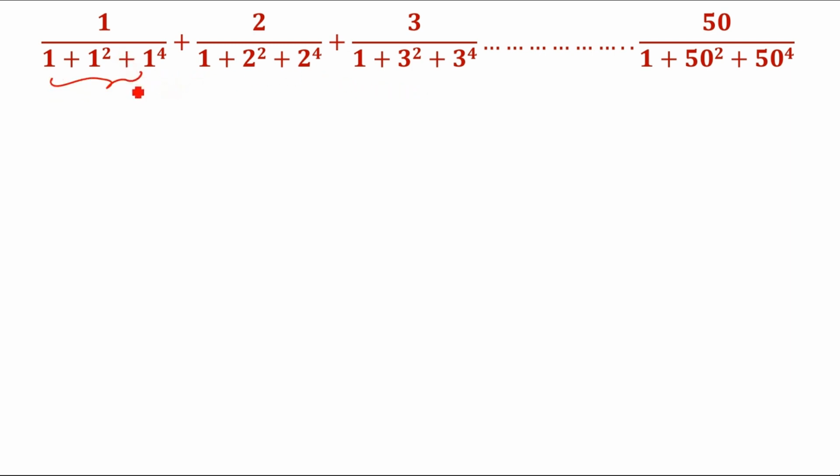The first term, if you see, has 1 square and 1 to the power of 4 here. The second term has 2 square and 2 to the power of 4 here. So in general, the nth term can be written as n divided by 1 plus n square plus n to the power of 4. Okay, if you substitute 1, we'll get the first term, if you substitute 2, the second term. So this is the general form for any term in the series.